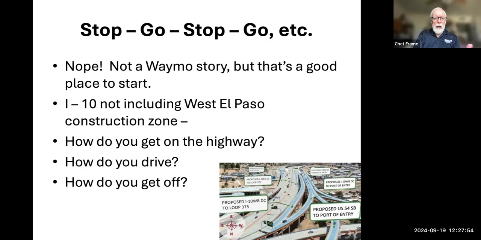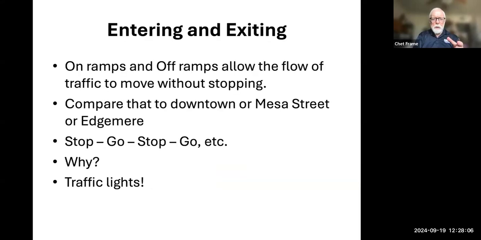But then how do you get off? Well, you have to prepare, and then you hit an off ramp and you get off, right? I mean, we all know this story. There's no surprise. So you're entering on ramps and you're using the off ramps. And what that does is it allows the flow of traffic to move without stopping. So we can get on, we can get off, we don't have to stop.